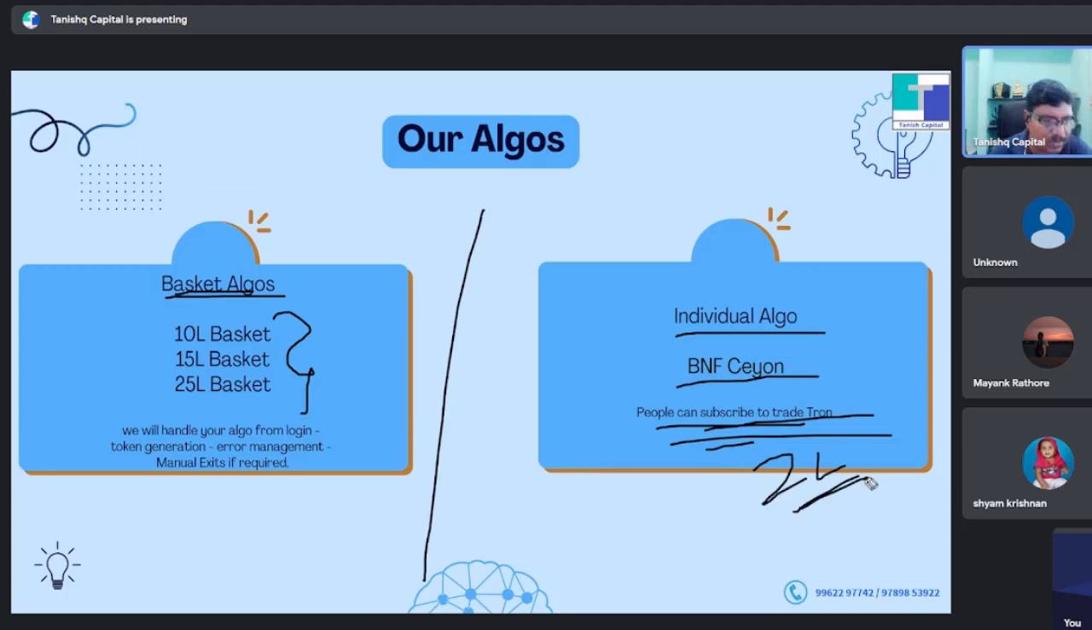If you do not want to pay any money, nothing like that, you can choose whatever. If you do not want to shift the broker, nothing like that. But if it is a basket, why?